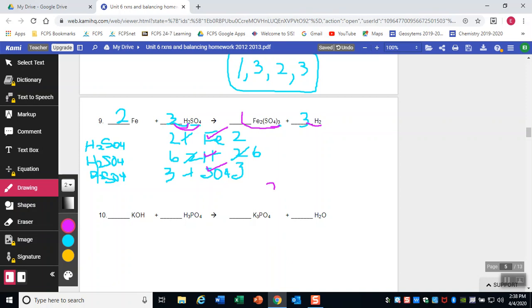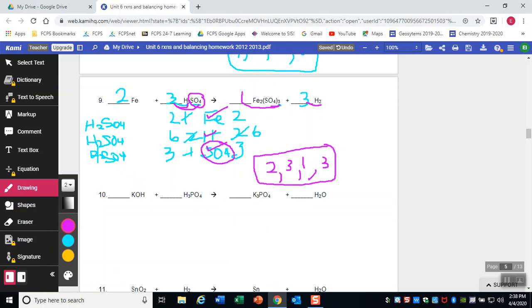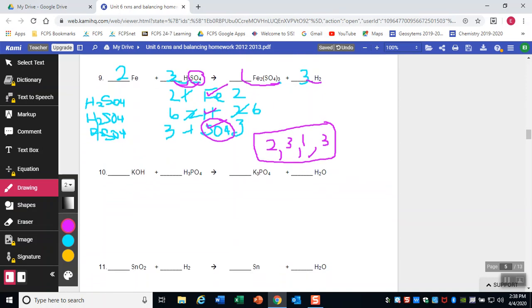Okay, so my coefficients are 2, 3, 1, and 3. And what we learned here too is if you have a polyatomic ion, you keep that all together, you treat it like an element. And again, that's why we studied those, so we can spot them. All right, so here we'll do 10 and then I'll let you go off on your own.